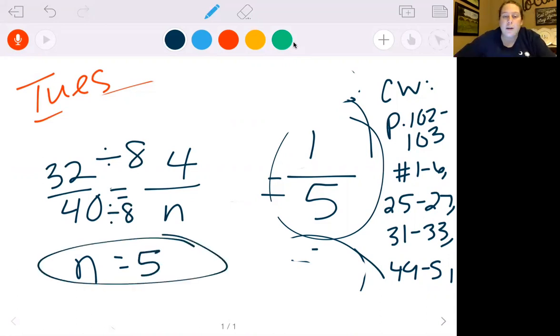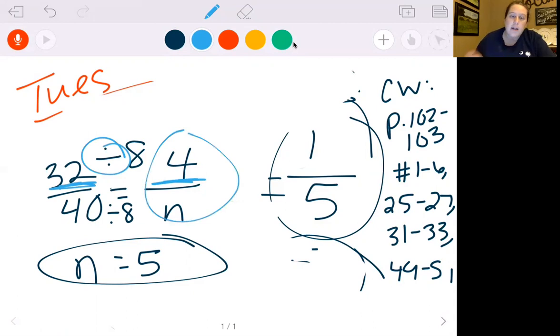So you're going to figure out what they multiplied or divided by, and then you have to look at this too. If a bigger number is here and a smaller number is here, then they divided. If a bigger number is on this side, then they multiplied. So they're dividing 32 by 8 to get 4. So then you do 40 divided by 8 to figure out the answer, which is 5.